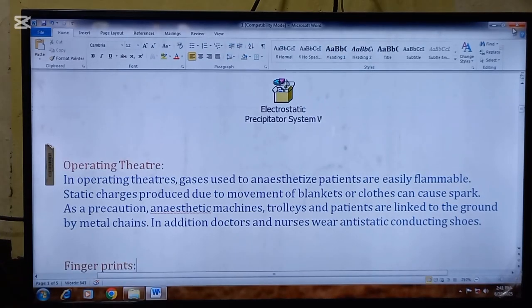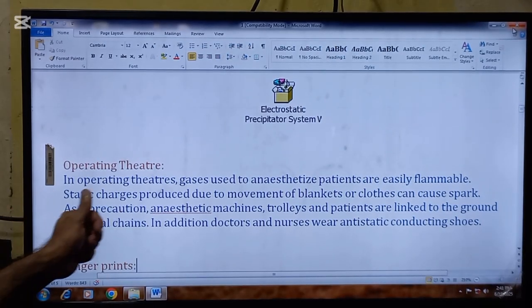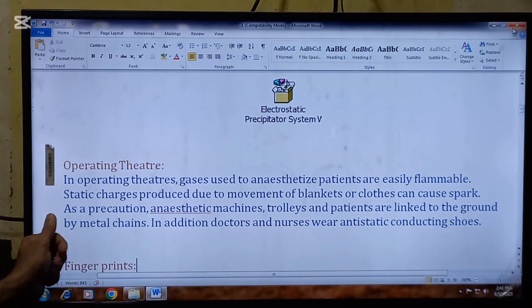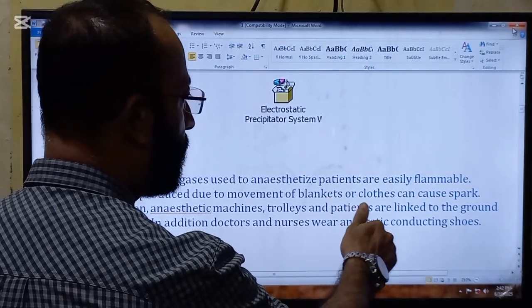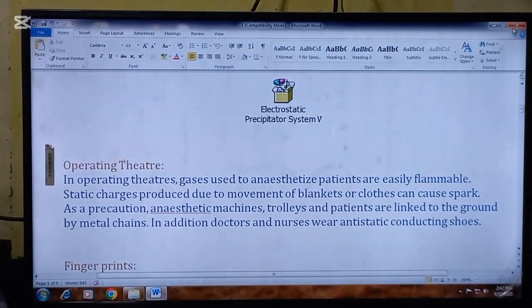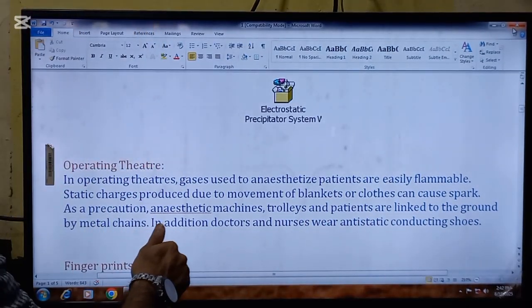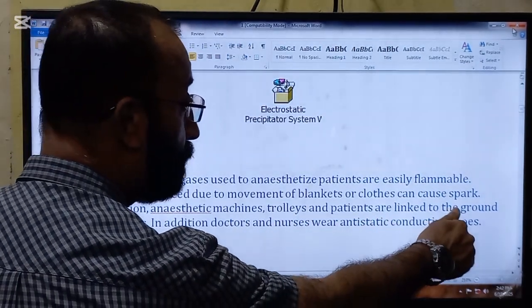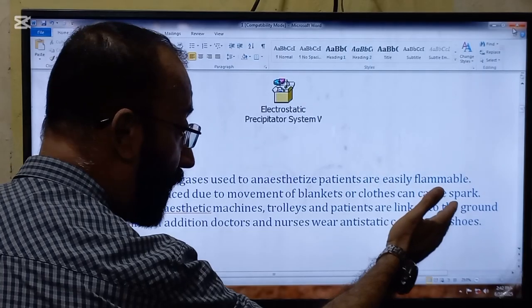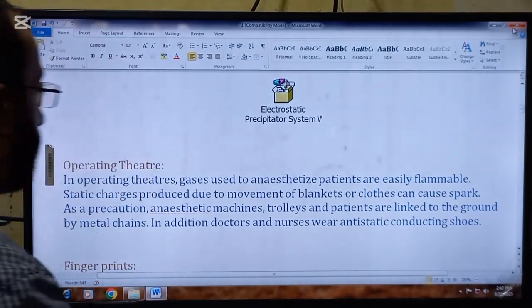Next practical application of the electrostatic electricity is in operating theaters. In operating theaters, gases used to anesthetize patients are easily flammable. Static charges produced due to movement of the blankets or clothes can cause spark, and this spark may cause explosion.